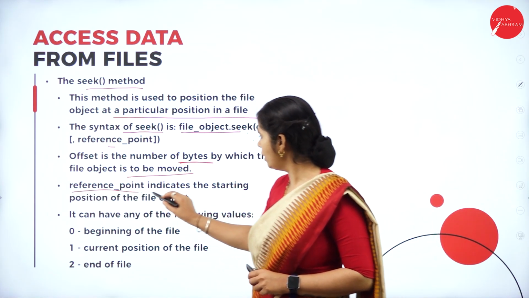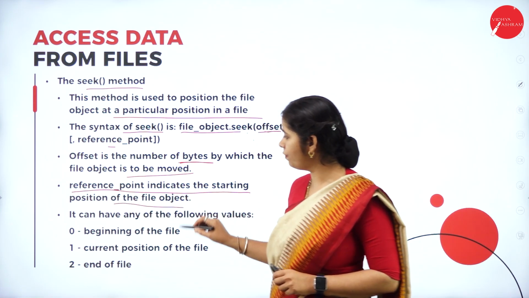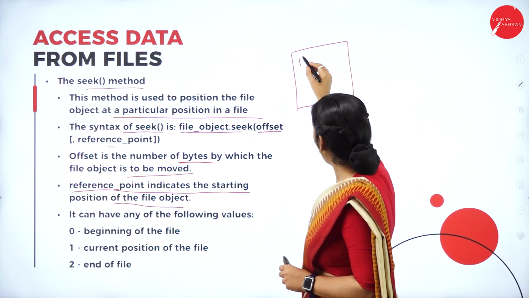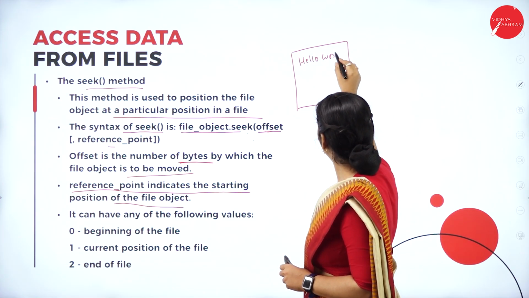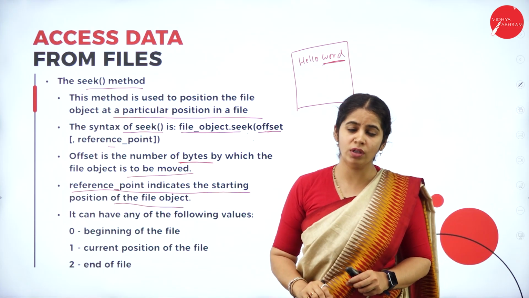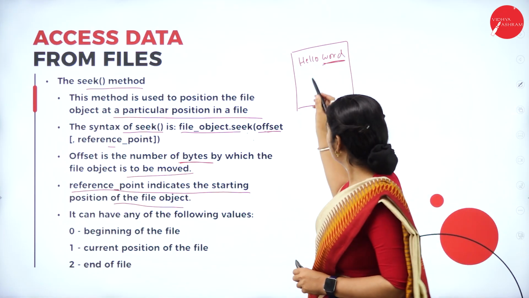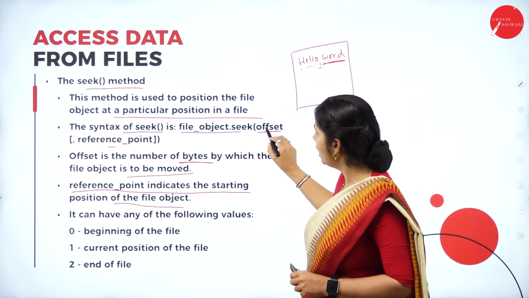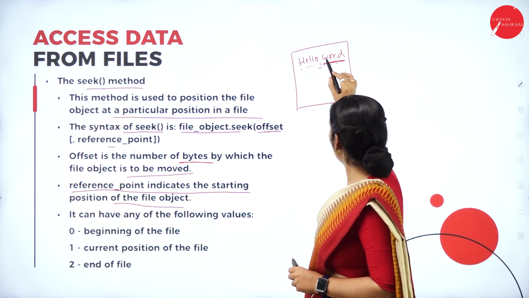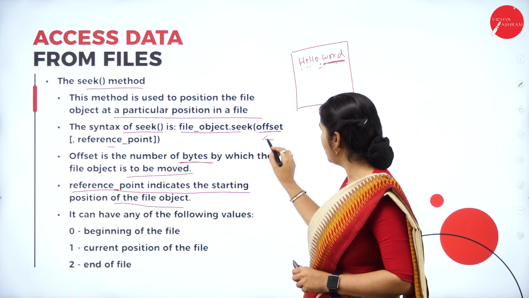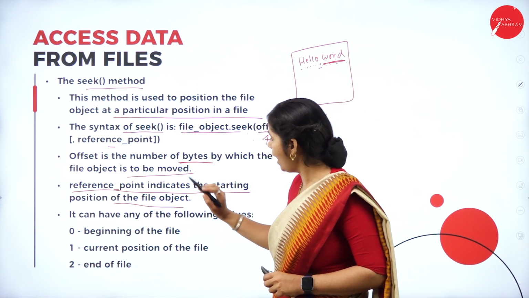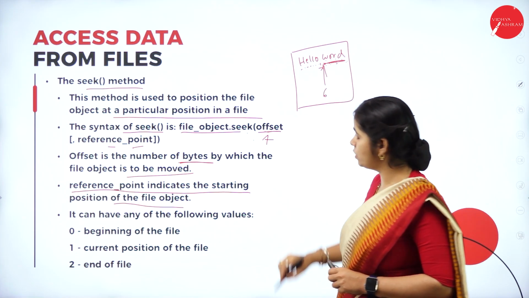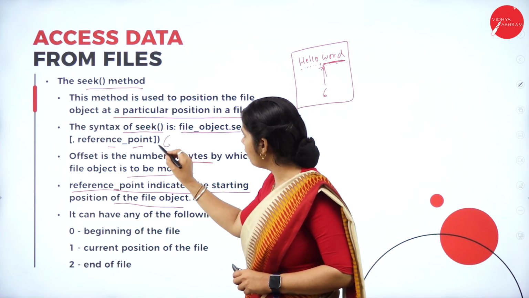Then the reference point indicates the starting position of the file object. For example, suppose this is my file and I have "hello world". I want to seek only the string "world". So here it will be 5 positions plus 1 white space, the 6th position. Offset: how many characters do I have to move? 1, 2, 3, 4. 4 characters will be given as the offset value. From where I have to move will be given as the reference point. From the 6th position I have to move. That will be given as the reference point.